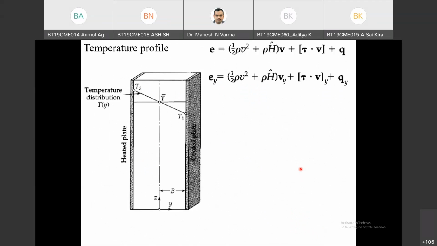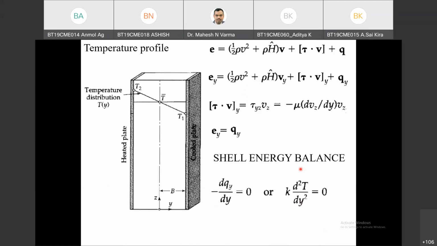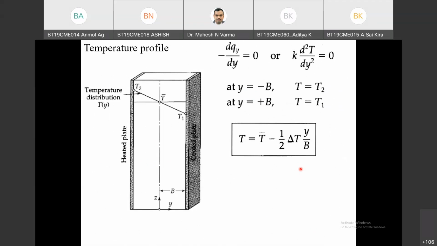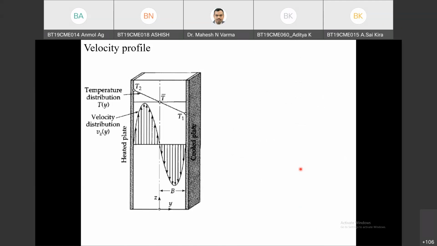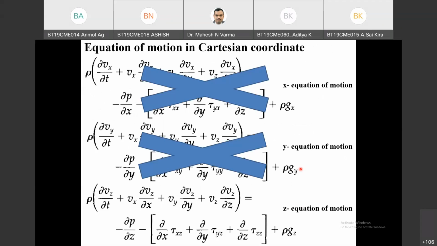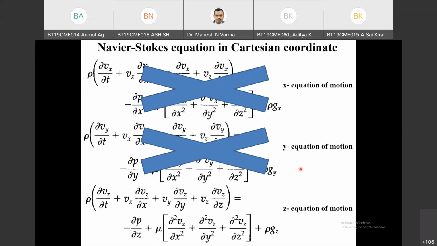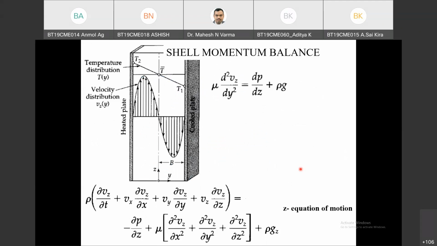This is the expected temperature profile when only conduction is considered. Solving for this, this is the temperature profile we will get. And then the velocity profile. So this is the expected velocity profile. Half will be moving upward, half will be moving downward. You can get it from the Z equation of motion with constant viscosity. Substituting all the assumptions, this is the equation.